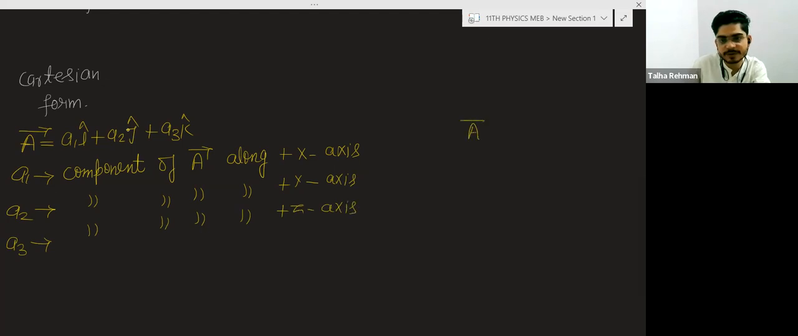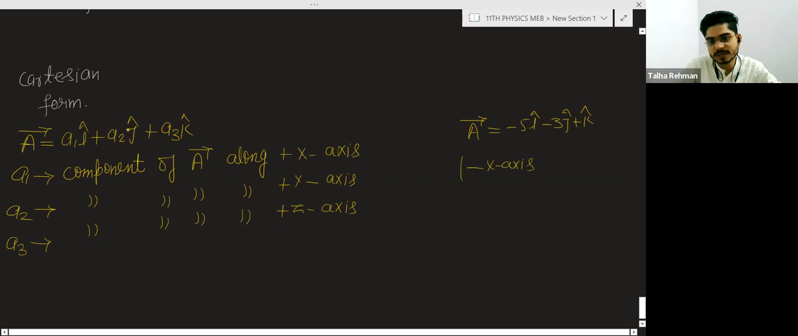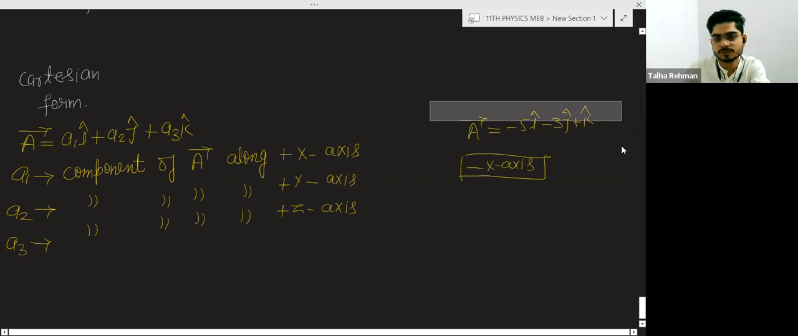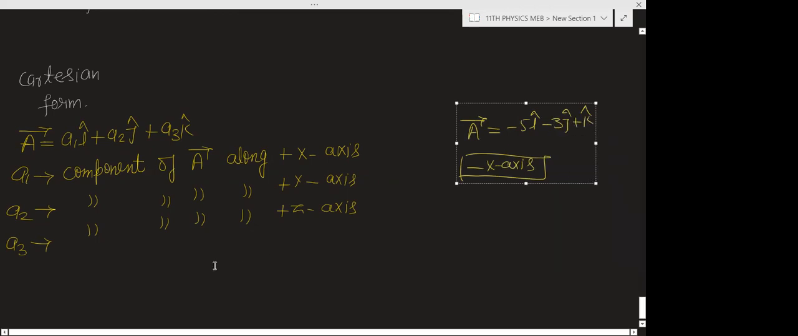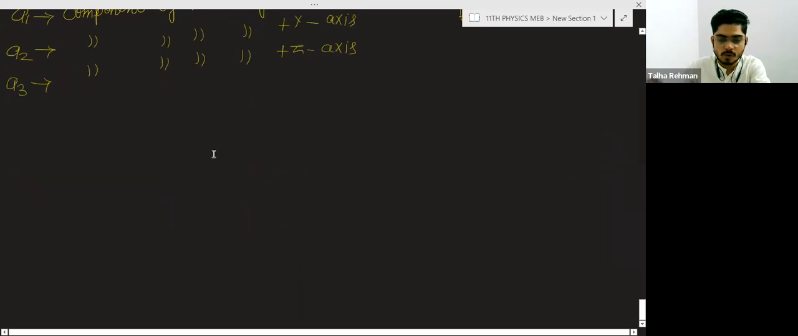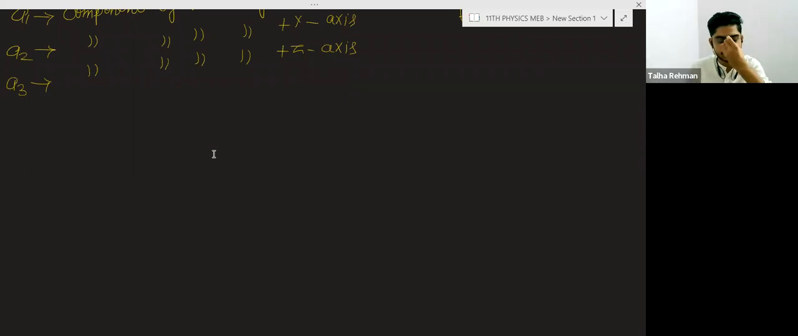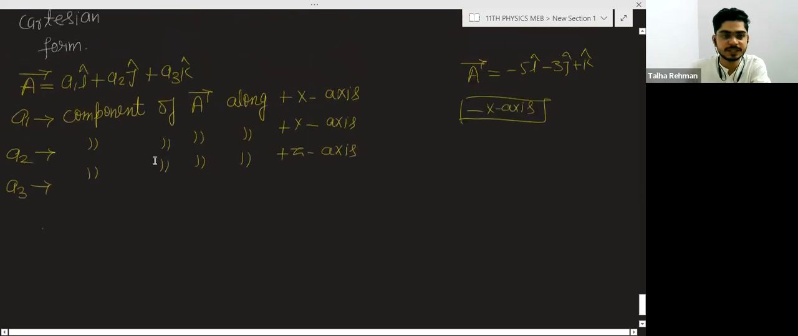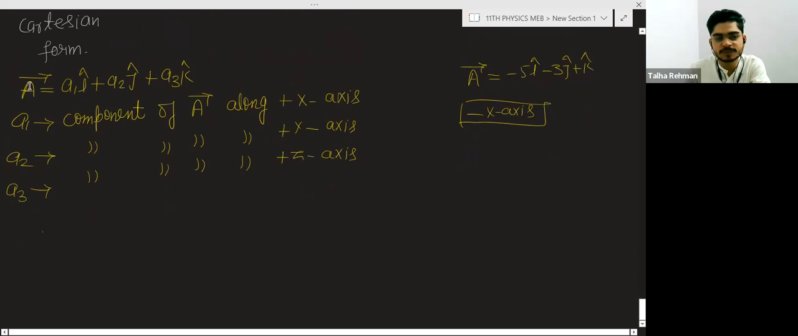Suppose I have written a vector like this: -5 i cap minus 3 j cap plus k cap. If I am asking what is the component of vector A along the negative x-axis, what will you say? Component of this vector A along the negative x-axis, what will be the value? So -5. Yeah, right, -5. So when the vector is represented in the form of i, j, k, that form is known as the Cartesian form.